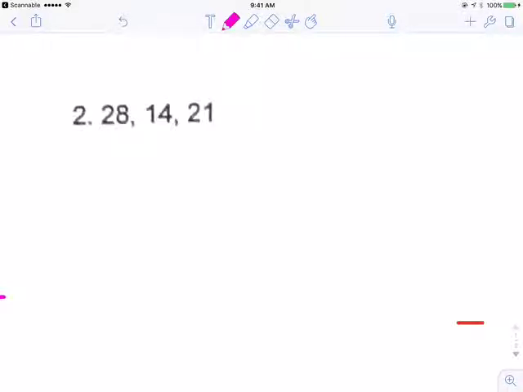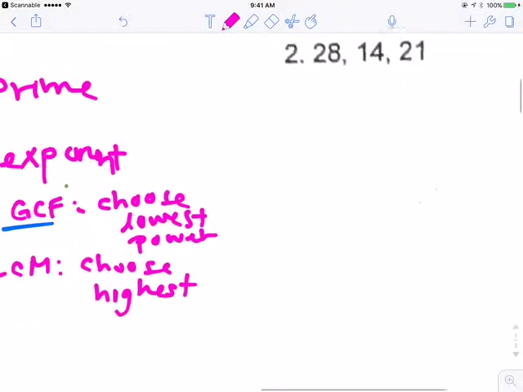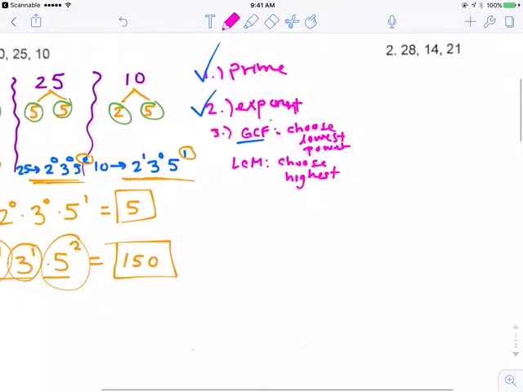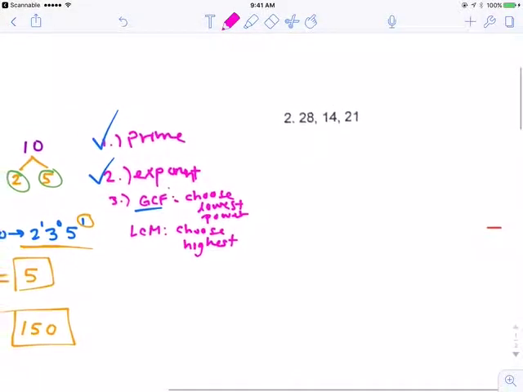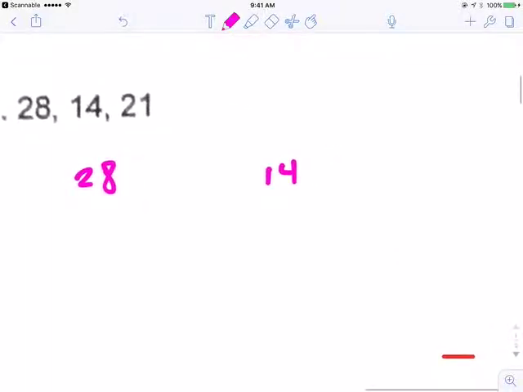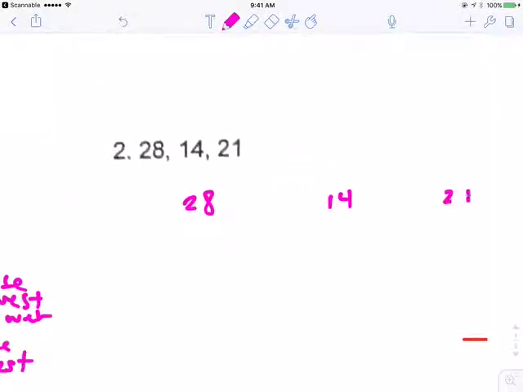So what was that answer to double again? GCF is 5. LCM is 1. Okay. I'm going to rewrite these. 28, 14, 21.